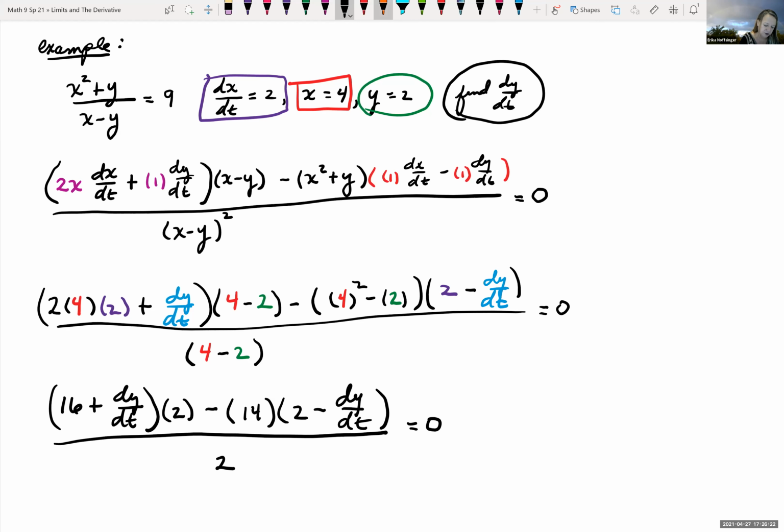So I can distribute this 2 inside the parentheses. And let's distribute the negative 14. Professor? Yeah. Did we square the bottom? Nope, we did not. Thank you. So 4 minus 2 quantity squared, which should have given us 4.